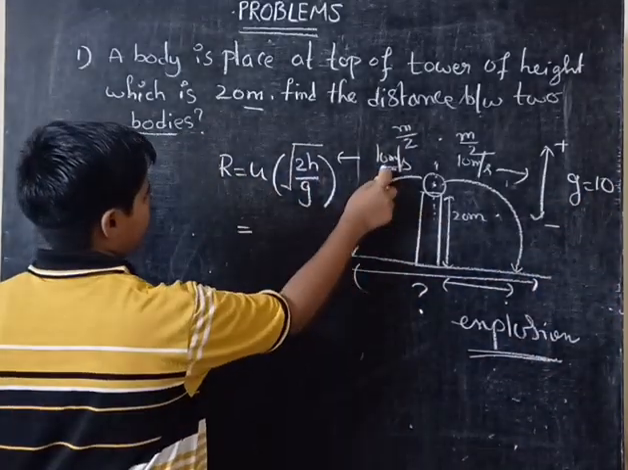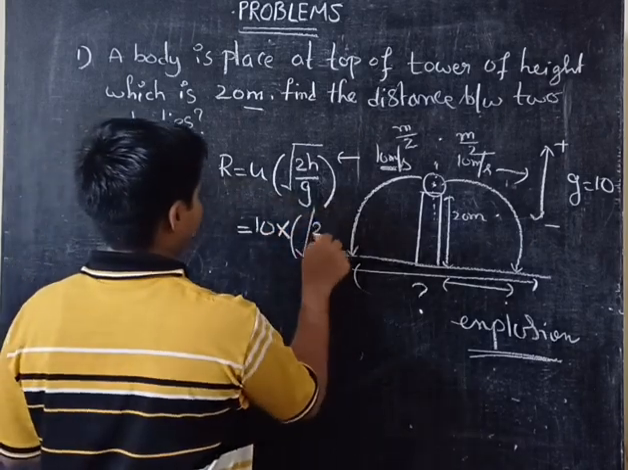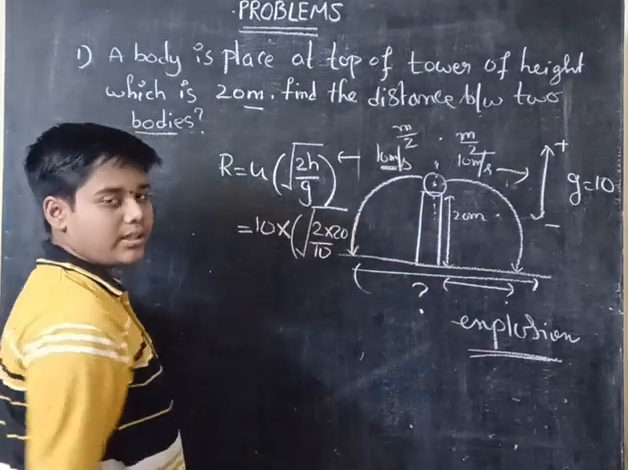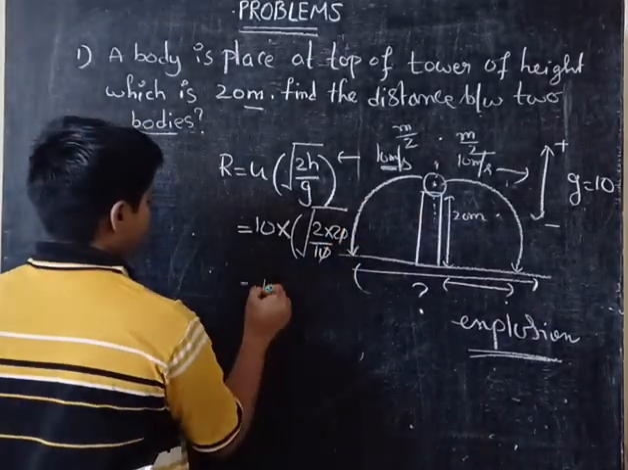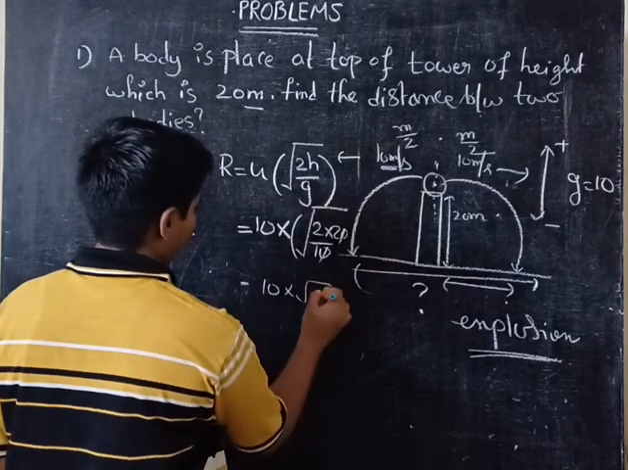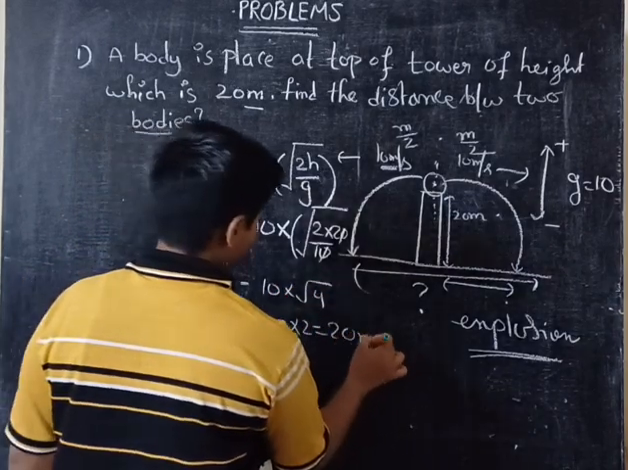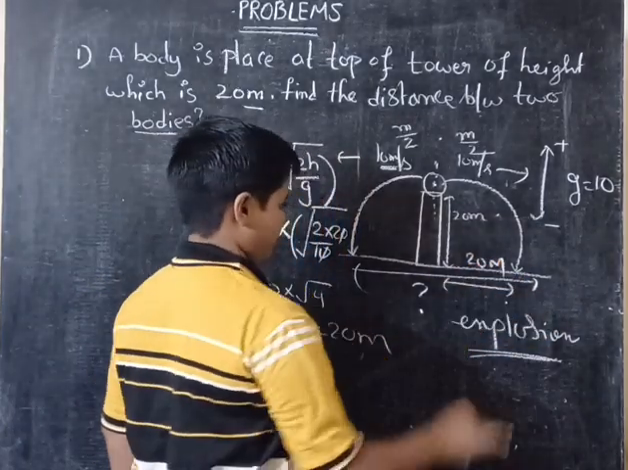So here the initial velocity is 10 meters per second. 10 into root of 2 into 20 by 10. Here 20 means the height of the tower. So the zeros get cancelled, and 10 into root 4, 10 into 2, which means 20 meters. The distance between this and this is 20 meters.